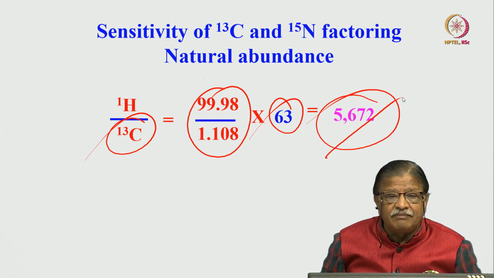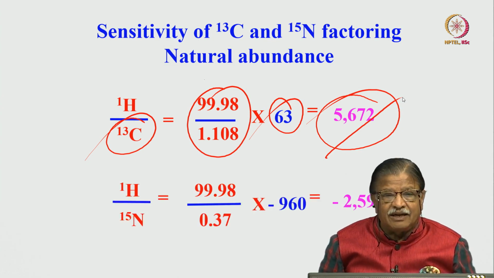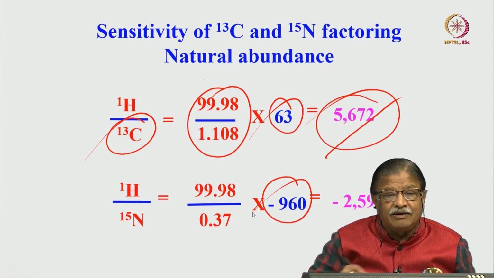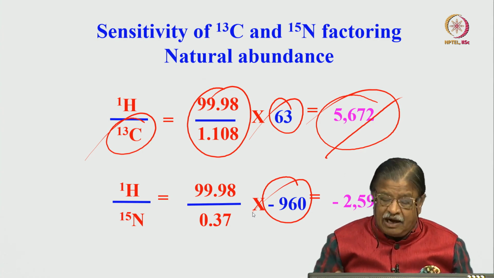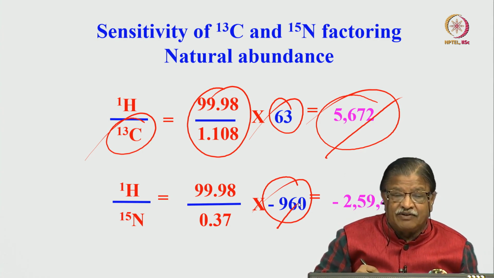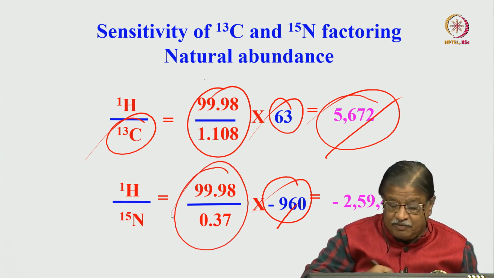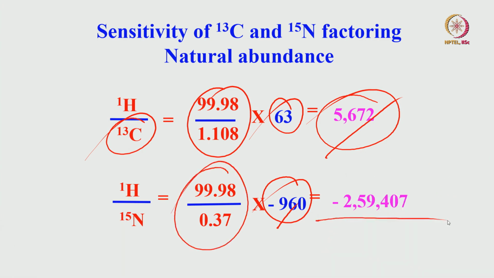It takes more time. Go to nitrogen, it is 1000 times smaller. This sensitivity is already smaller because of gamma, and now abundance is even smaller. It turns out to be nearly 2,60,000 times less sensitive. Nitrogen 15 is even more difficult to see because of its very low natural abundance. See the point, not only gamma, the natural abundance contributes a lot. So it is very difficult to detect these nuclei because of their natural abundance.